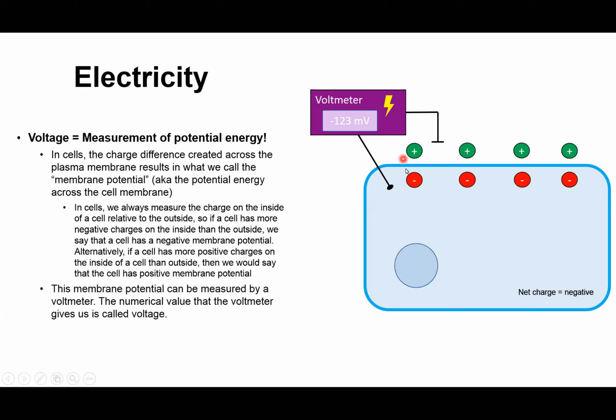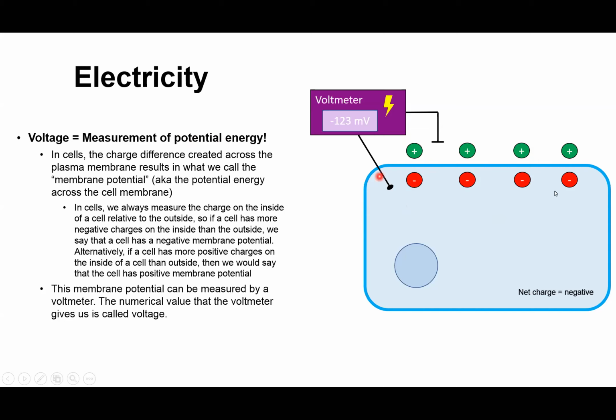So this situation, keeping these charges separated, is creating potential energy, okay? And we can actually measure how much potential energy is being created here. And we call the value of the potential energy, okay, so like the number associated with how much potential energy is here, we call that voltage. Okay, so voltage is just a measurement of potential energy.